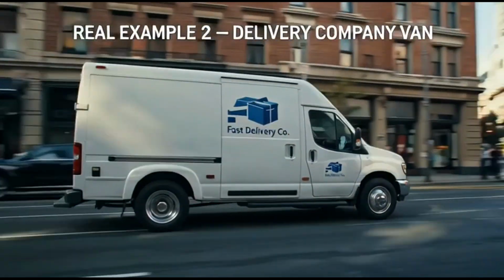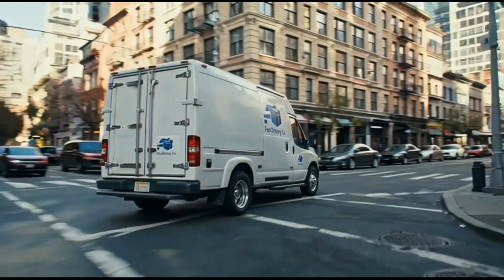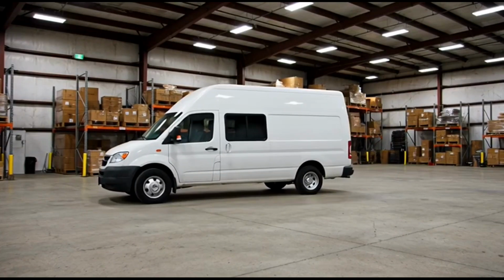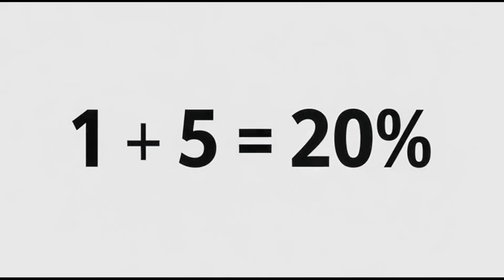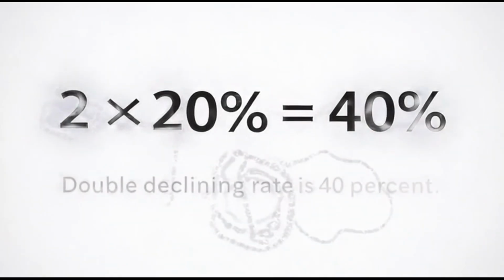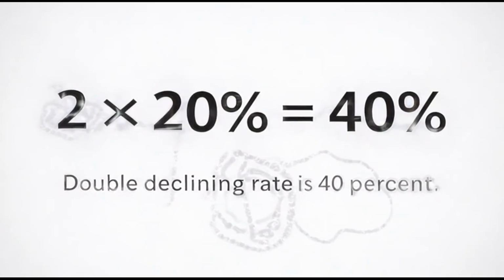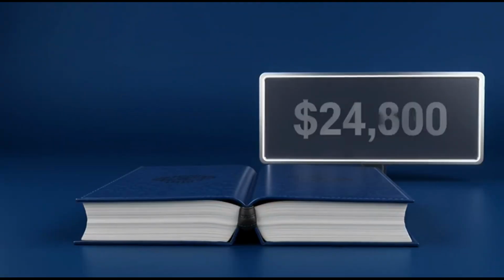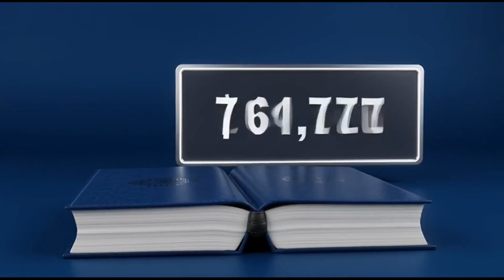Example 2. A delivery company buys a van for $40,000. The van has a useful life of 5 years. Straight-line rate equals 20%. 1 divided by 5 equals 20%. Double declining rate is 40%. Year 1 depreciation is $16,000. The value drops significantly in the first year.